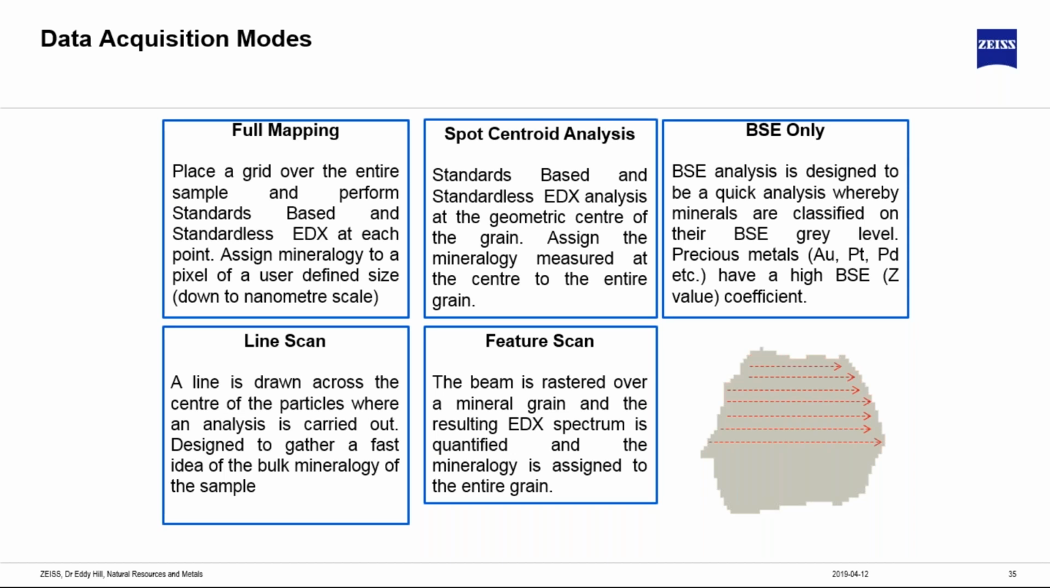The feature scan is the more traditional method to be used with EDS, where the beam is rastered over a particle, or in our case, we can segregate the grains out using the image processing to be per grain. And in this way, you obtain an average composition of that particle or grain.